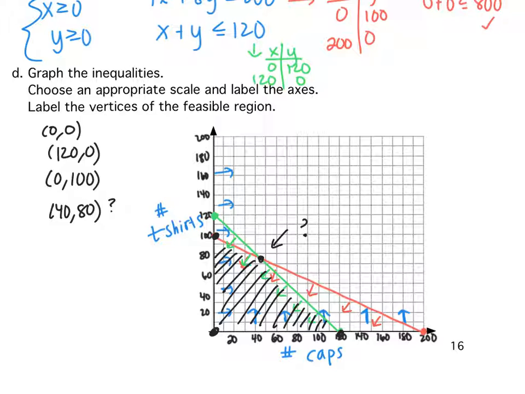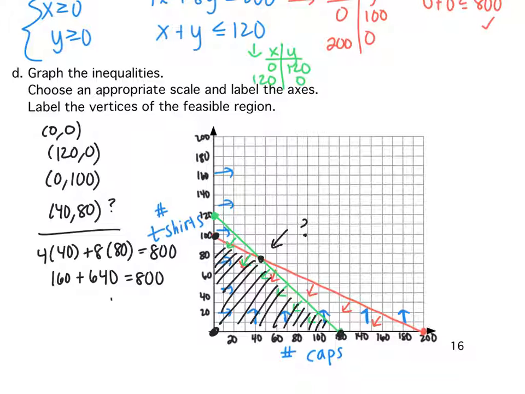Looking at the figure, which line is it on? Both. So we need to verify that this point is on both of the lines, not in the shaded region, on the lines. So looking at the top equation, we have 4x plus 8y. That has to equal 800. As long as it's equal to 800, we're on the line then. So we get 160 plus 640 equals 800, which works.